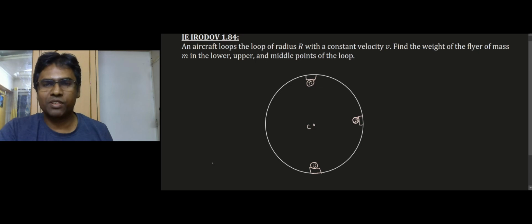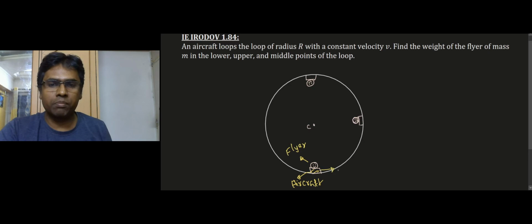Okay, so you will have to excuse me for the diagram here. So I'm just representing, let's say this is the aircraft and then you have the flyer here. Sorry, that's the aircraft. And this is the flyer. Now, so at each of these points, the speed of the plane is maintained. Okay, so let's say v is the speed. It is given in the problem.